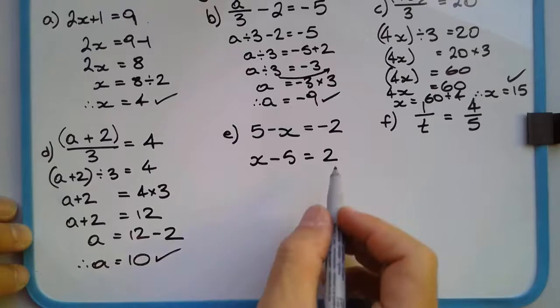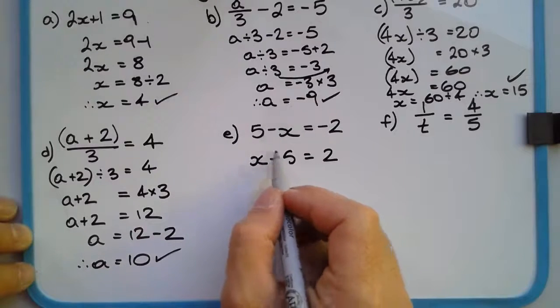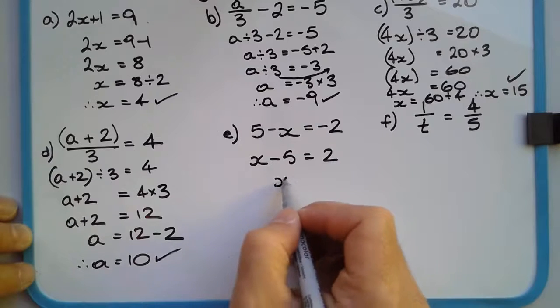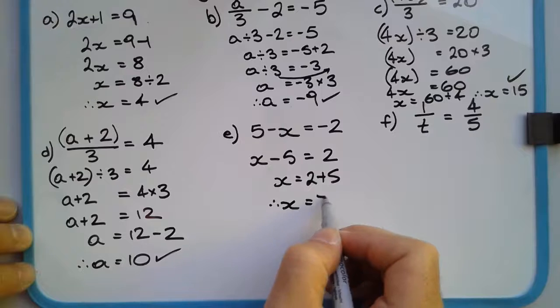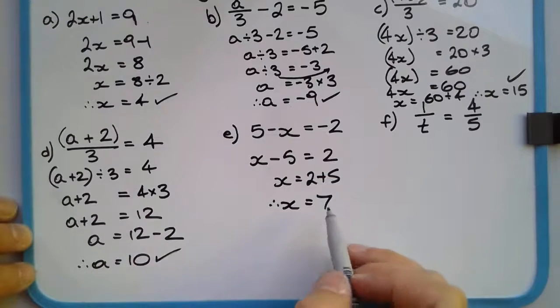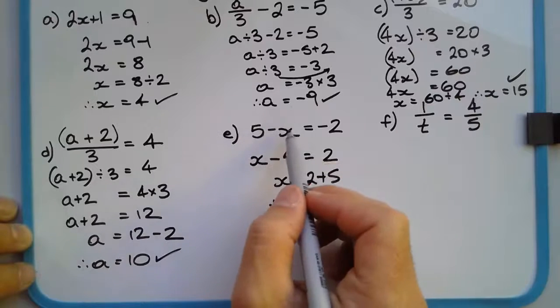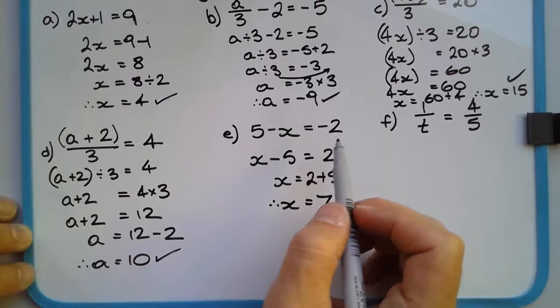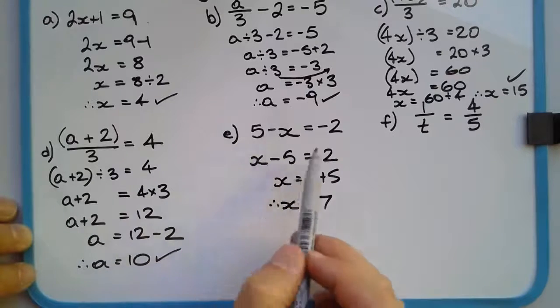Now it's become like a regular one-step equation. x minus 5, the minus 5 moves over, becomes plus 5. So x is equal to 2 plus 5. Therefore, x is equal to 7. Does that work? Let's substitute back into the original equation. If we put a 7 there, 5 minus 7 is equal to negative 2, and that works.